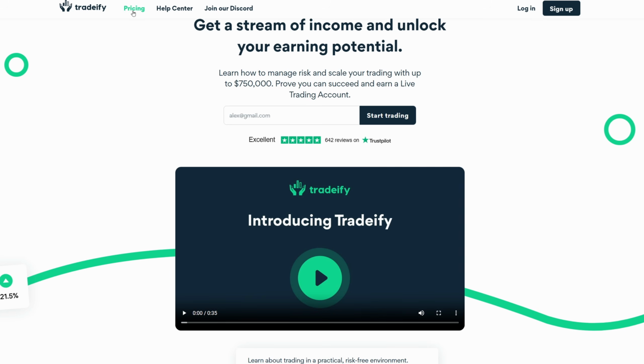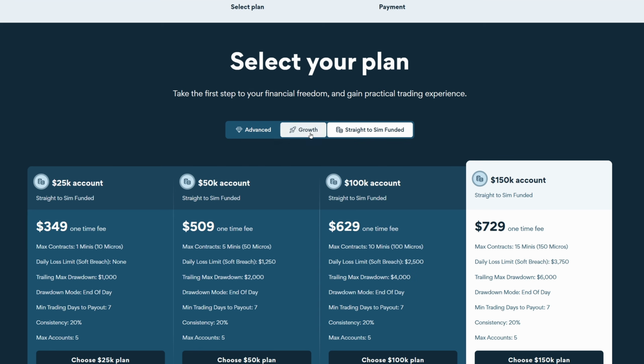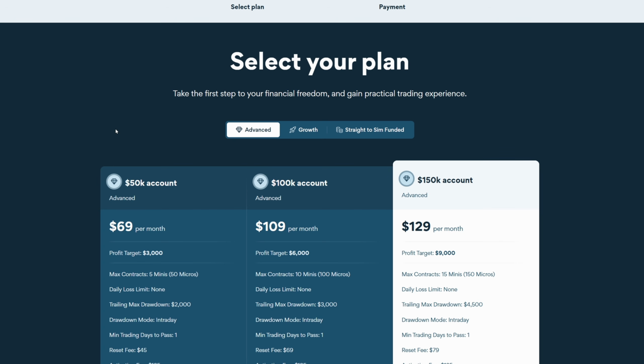Tradeify has three main account types. They have the Straight to Funded, the Growth, and the Advanced plans. And I continue to get asked questions on a daily basis about how Tradeify's drawdown actually works.